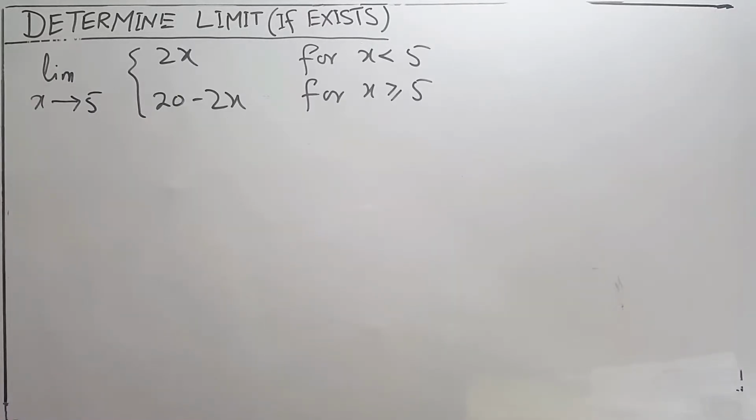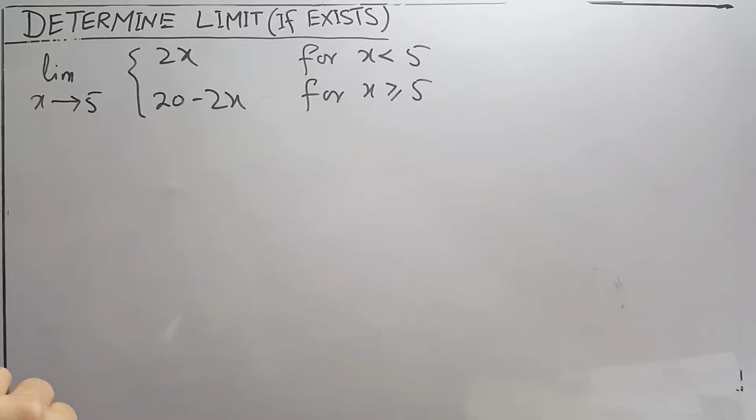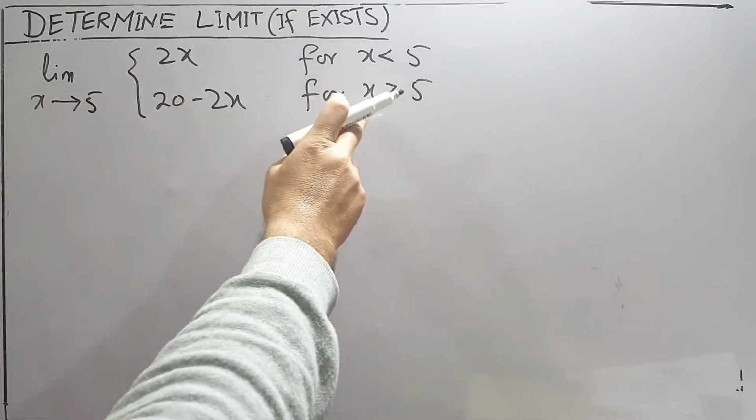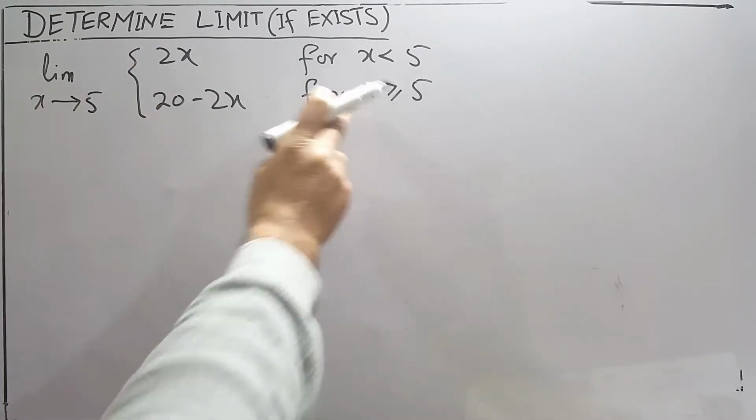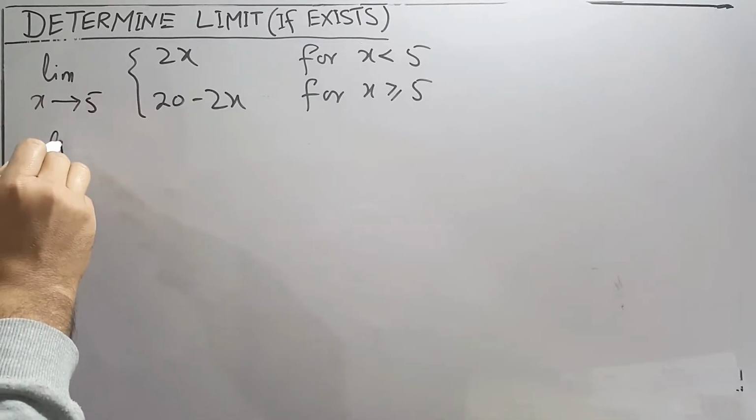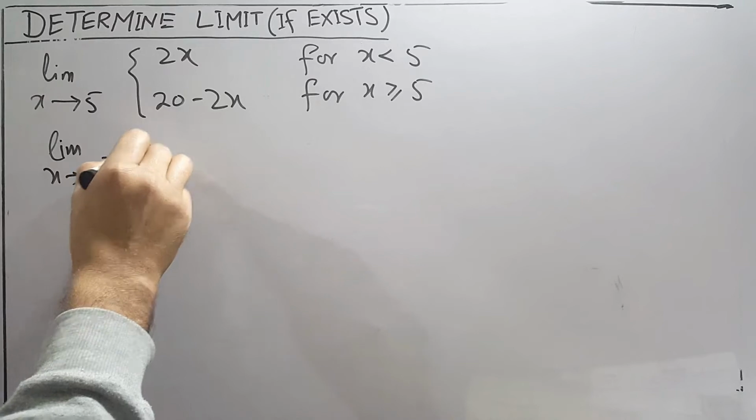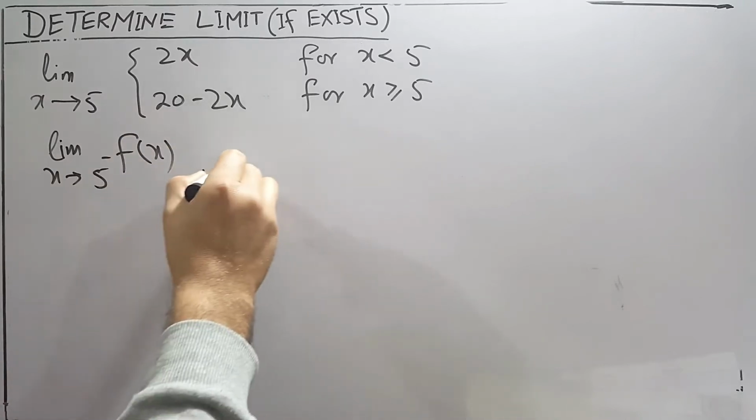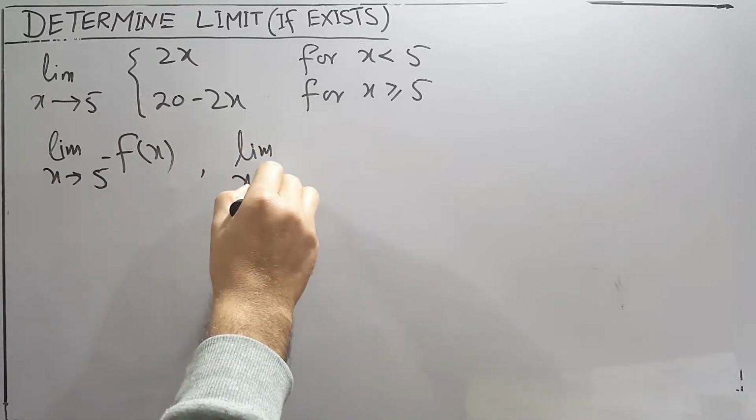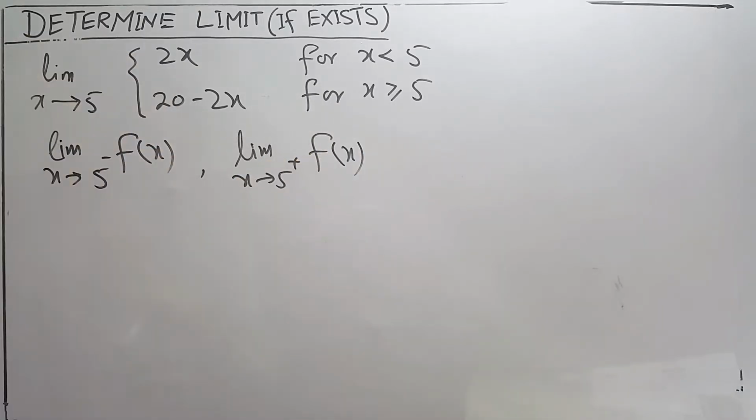Now another problem is to find the limit of this piecewise function. When x is less than 5, you have 2x, and when x is either equal to 5 or greater than 5, then you use this function. To find this limit, we can split this into two parts: x approaches 5 from the negative side, and the limit as x approaches 5 from the positive side of this given function.